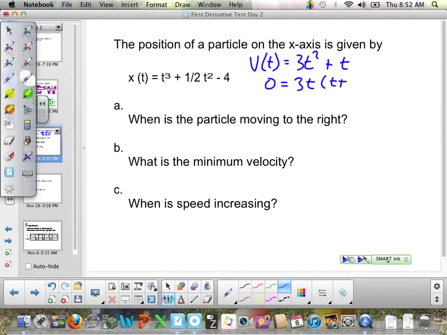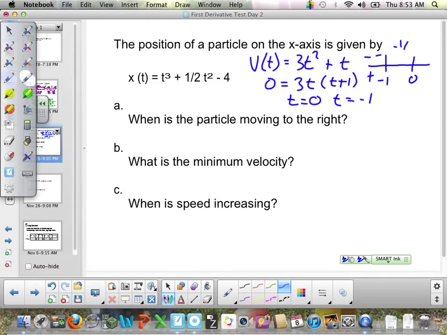We're left with t plus 1. Our critical numbers are 0 and negative 1. If we check our intervals, okay, using negative 100, we get negative and negative. So from negative infinity to 1, it's increasing.